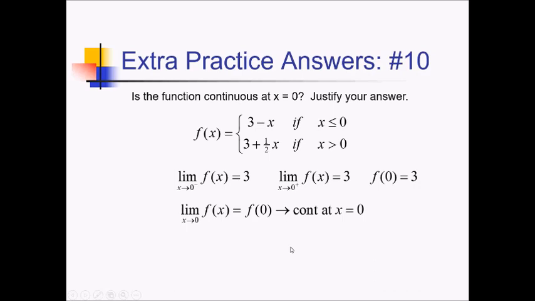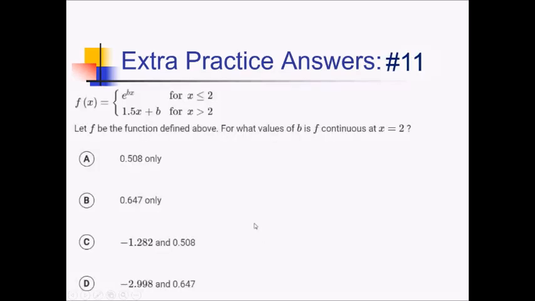On this problem, we're given this piecewise function f, and we want to know for what values of b, where b is this little mystery constant in here, this function is going to be continuous at x equals 2. So the fastest way to do this is basically just to pretend that this thing already is continuous and just try to prove the continuity at x equals 2.